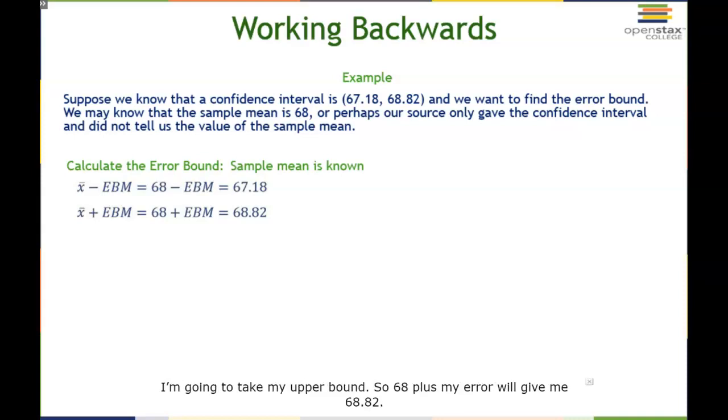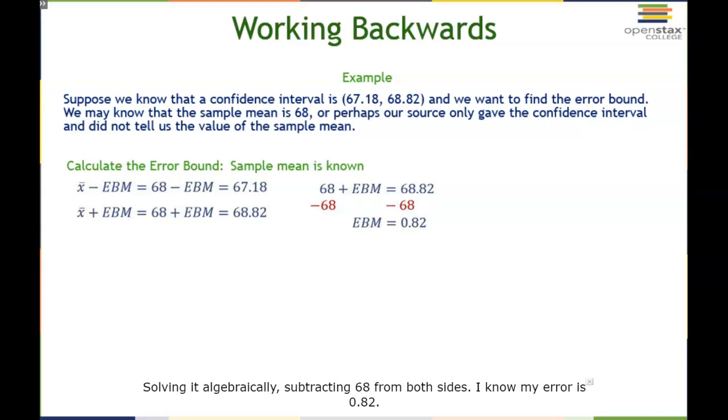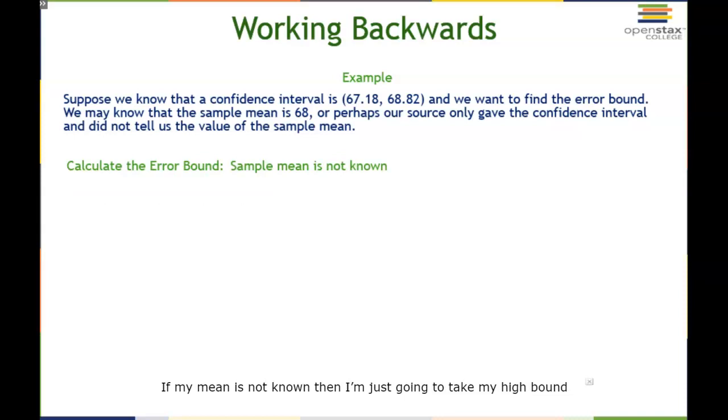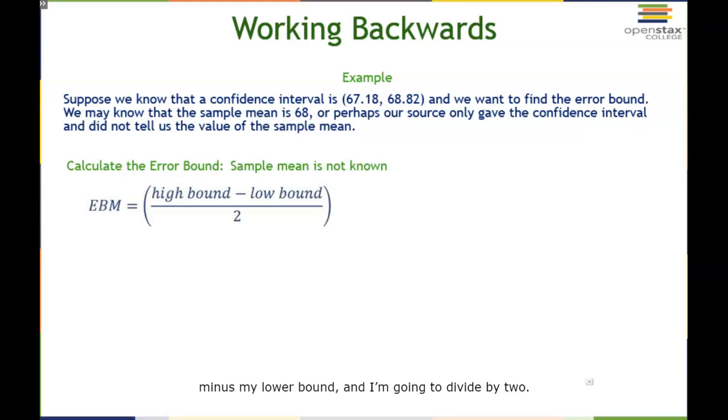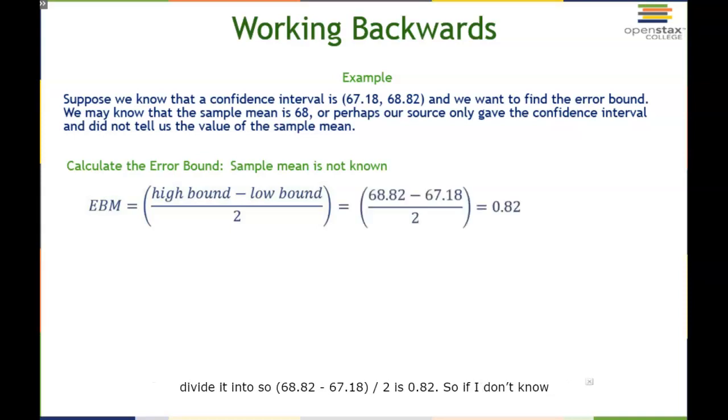I'm going to take my upper bound. So 68 plus my error will give me 68.82. Solving it algebraically, subtracting 68 from both sides, I know my error is 0.82. That's if my mean is known. If my mean is not known, well, then I'm just going to take my high bound minus my low bound, and I'm going to divide by 2. So I'm looking for the difference between those values, and I'm going to divide it in 2. So 68.82 minus 67.18 divided by 2 is 0.82. So if I don't know the sample mean, that's okay. I can still calculate my error.